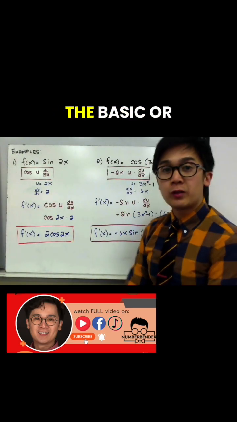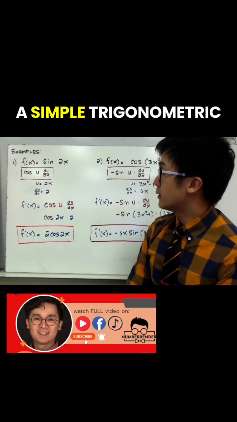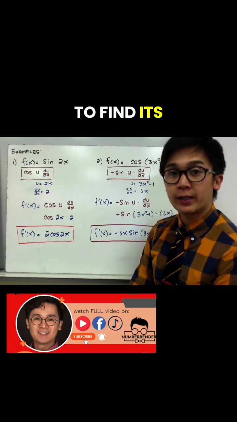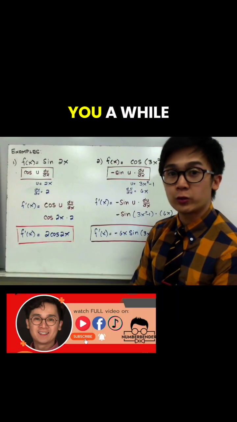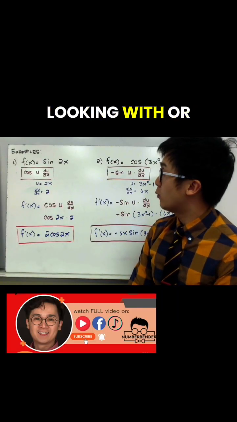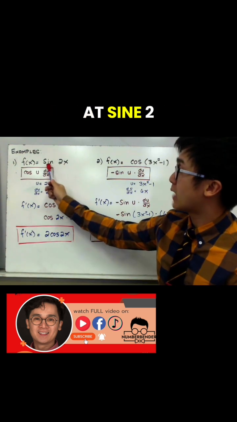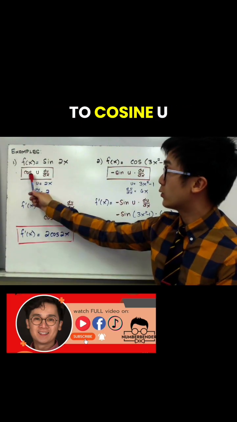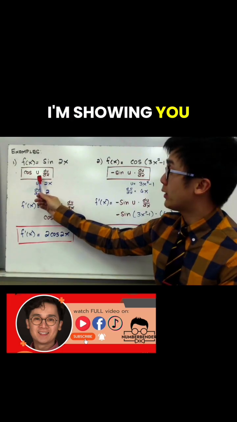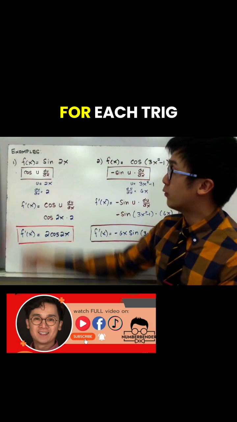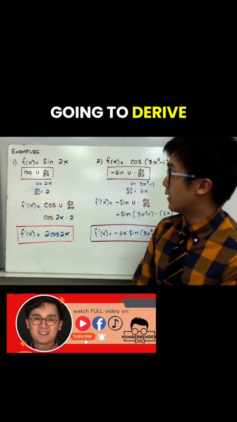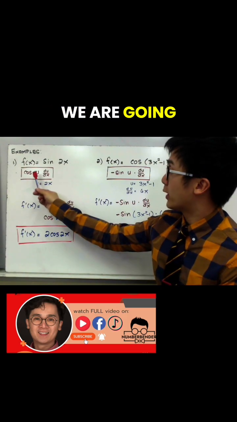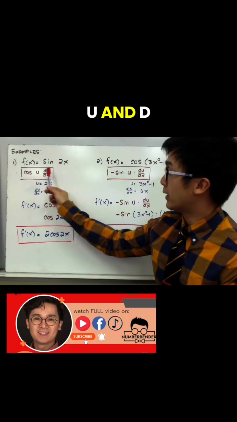So we're going to start with a basic or simple trigonometric function, f of x is equal to sine 2x, and we're going to find its derivative using the formulas that I showed you a while ago. If you're looking at sine 2x, we know from the formula that the derivative of sine u is equal to cosine u du dx. So I'm showing you each of the formulas that we are using for each trig function that we're going to derive.